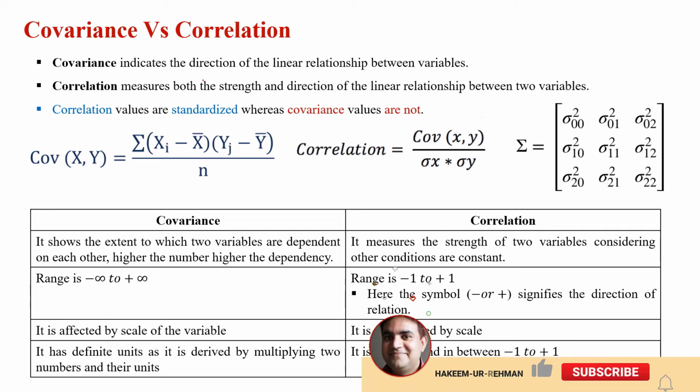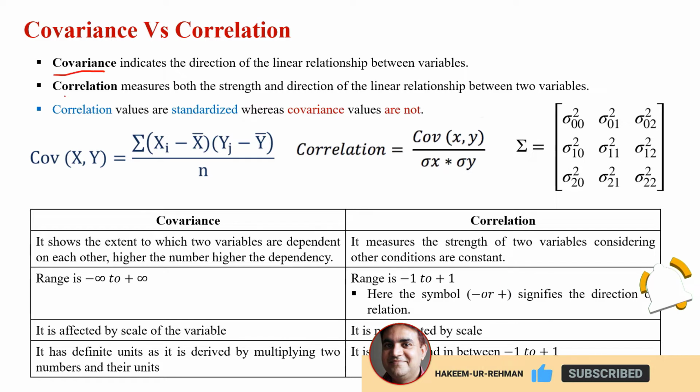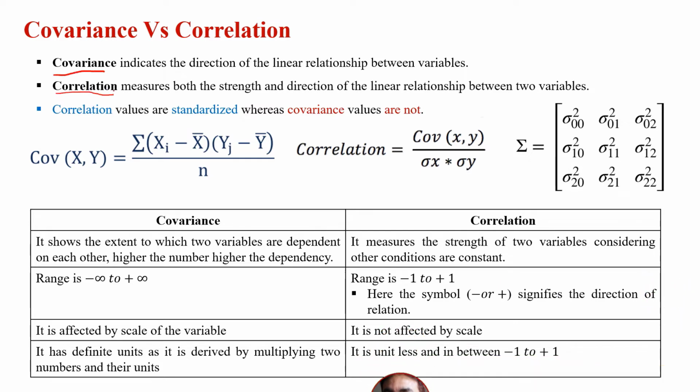Whenever we want to quantify the relationship between variables, we can compute either the covariance or the correlation. So what's the difference? Normally, the covariance indicates the direction of the linear relationship between the variables: by increasing one variable, what's the effect on the other variable, is it also increasing or is it decreasing?